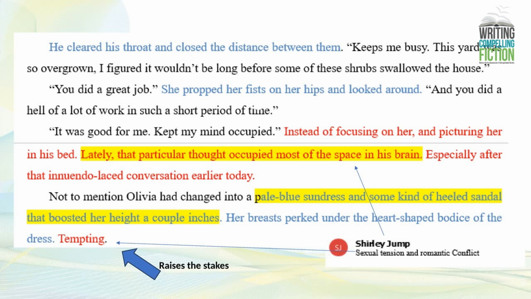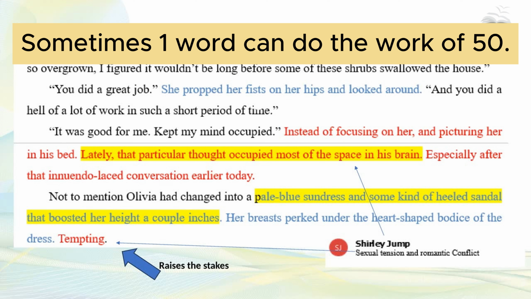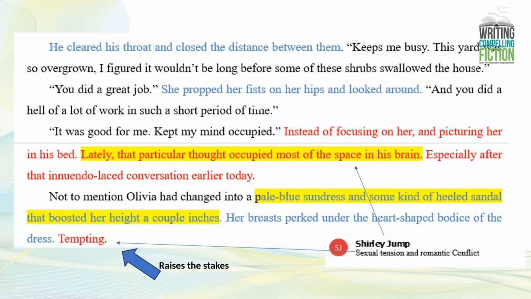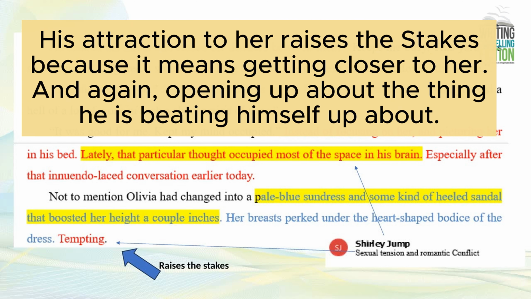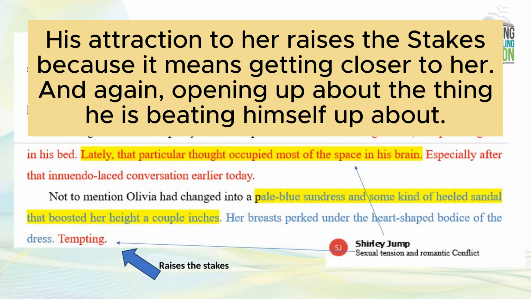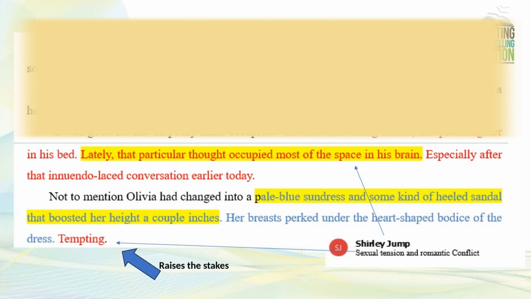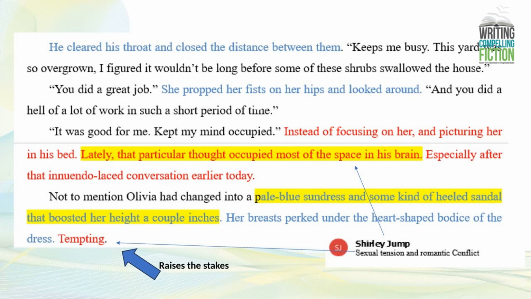He notices that she's a little bit taller, and he puts that with the one word, tempting. That's enough. You don't have to go on and on sometimes, particularly in a male point of view, because men don't tend to ramble on and on. But this attraction to her raises the stakes, because now he's probably going to have to do something about that. And if he wants her, he's going to have to open up and also get back out into the world, which he doesn't want to do.